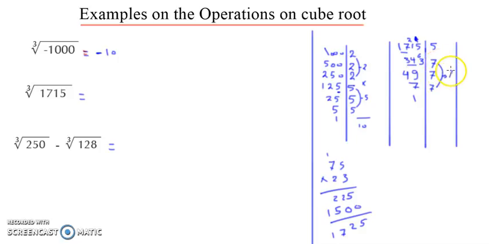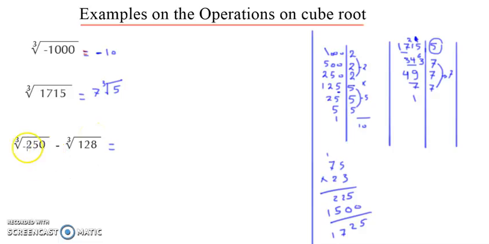It will be 7, and 5 still stays under the cube root, because 5 has no cube root. So it will be 7 cube root of 5, and we are done now.